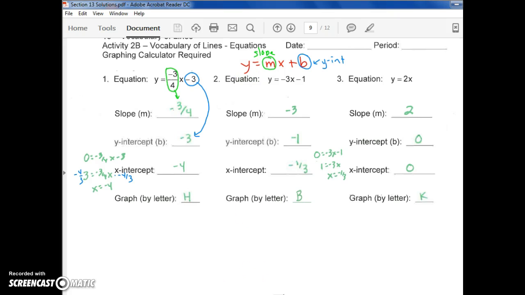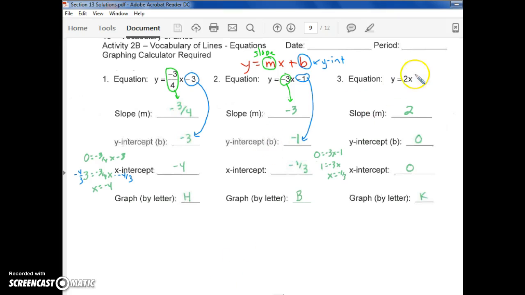On number 2, we're looking at our slope here, which is the number in front of x. It's negative 3. There we go. Looking at our y-intercept, which is my other number. There it is. And to find the x-intercept, once again, y is 0, so set 0 equal to negative 3x minus 1, and then solve from there. So I add 1 to both sides, and then divide by negative 3, and I get negative 1/3.